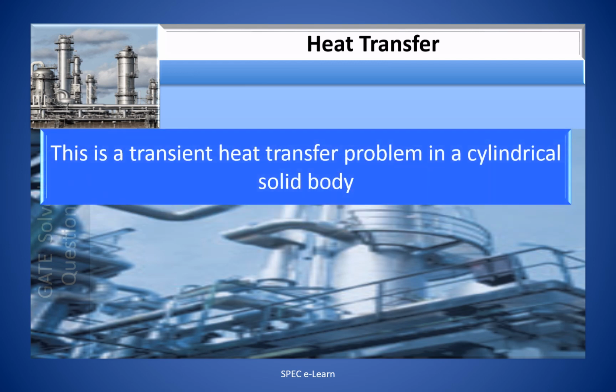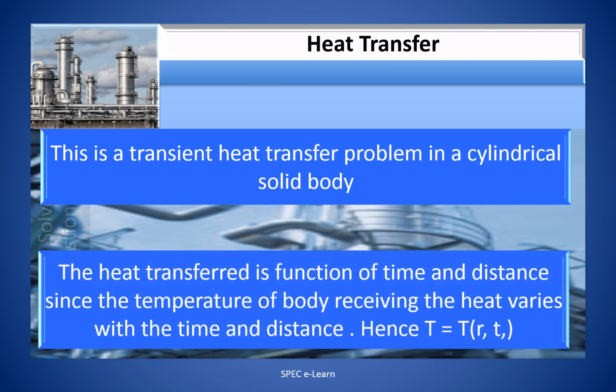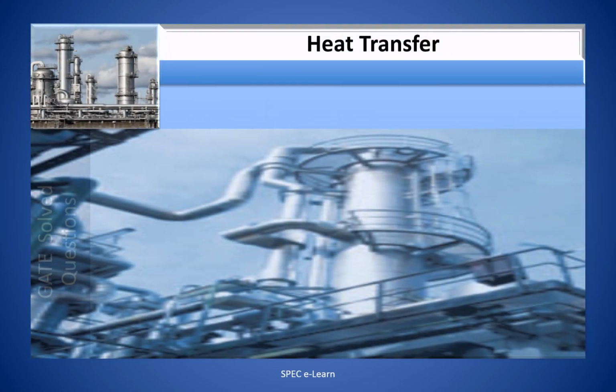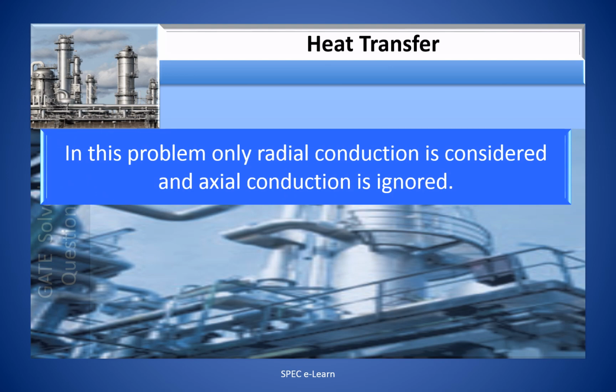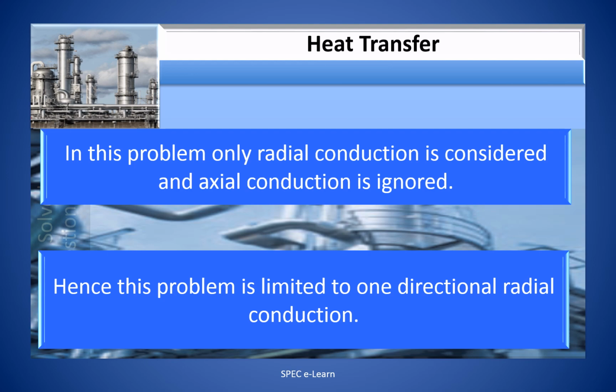This is a transient heat transfer problem in a cylindrical solid body. The heat transferred is a function of the time and distance. Since the temperature of the body receiving the heat varies with time and distance, hence T is a function of r and t. In this problem, only radial conduction is considered. Axial conduction is ignored. Hence, the problem is limited to one directional radial conduction.